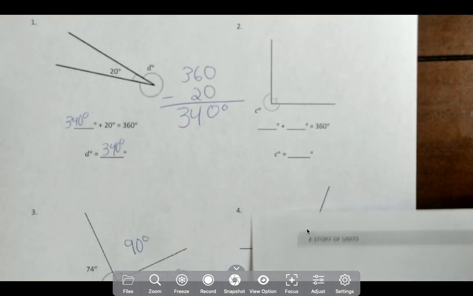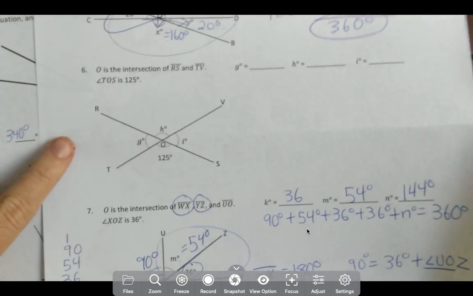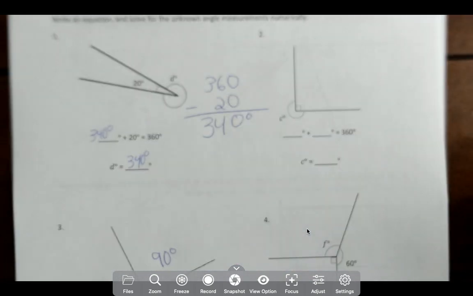I did leave 2, 4, 5, and 6 as practice problems. So if you are looking to do some extra math, you can do those problems.